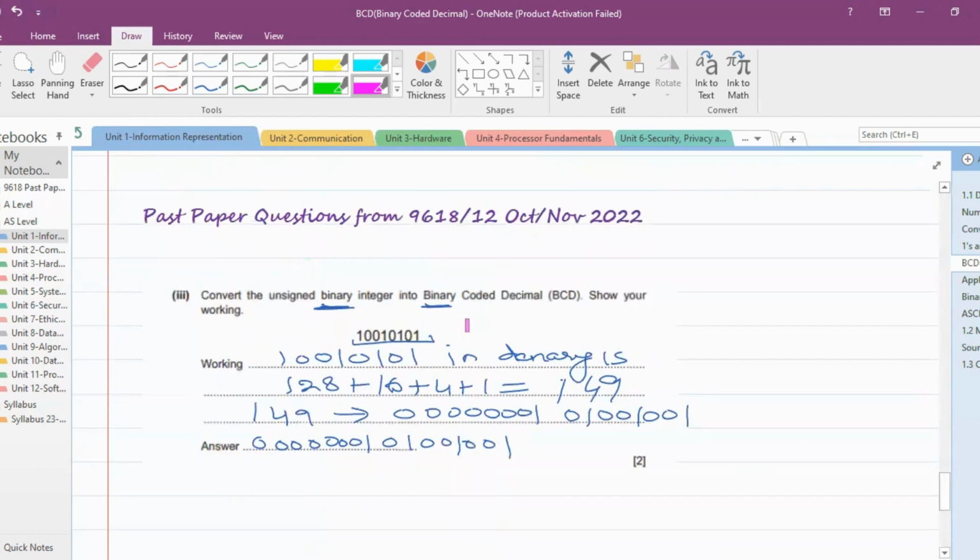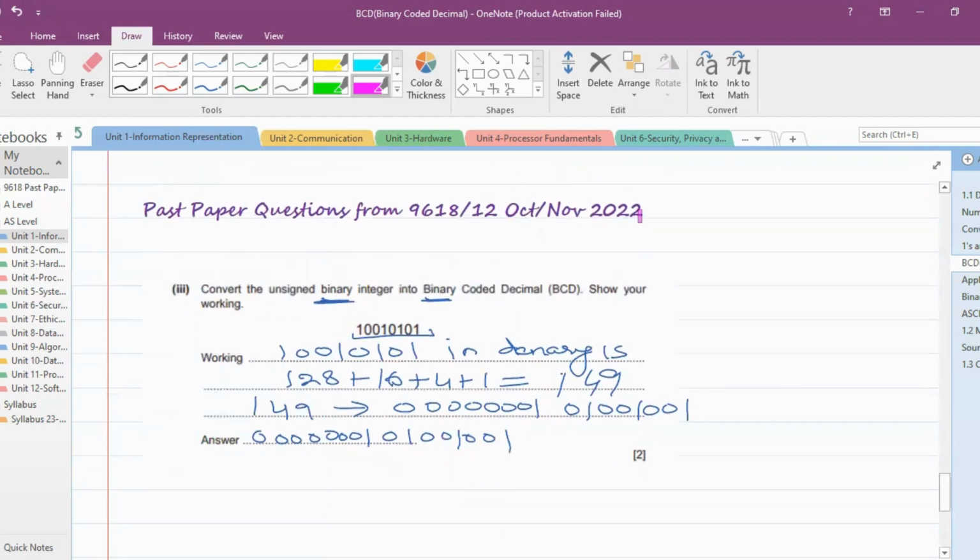Then the next question is from November 2022, 961812. Here they have written, convert the unsigned. Unsigned means the number is positive. There is no sign associated with it. An unsigned binary integer is given and you have to convert it into binary coded decimal. You know how to convert binary to denary, so you will convert this into denary first.